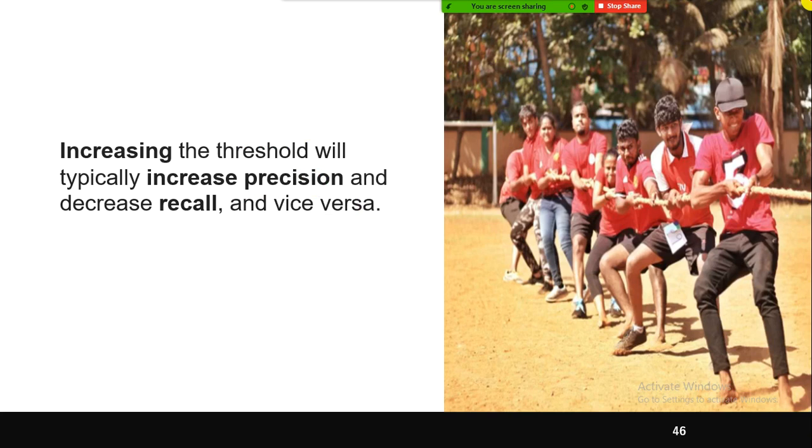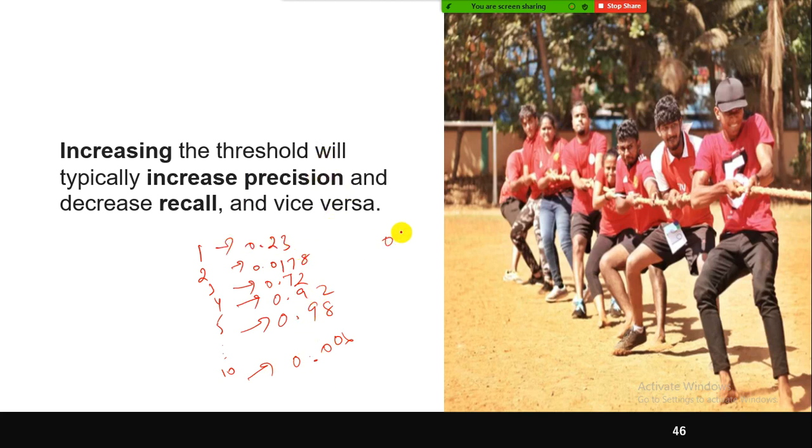Let's say you have only 10 values that need to be predicted, for customer 1, customer 2, customer 3, customer 4, customer 5, up to 10 customers. For this customer, my model predicted the probability 0.23, for this 0.0178, for this person my model predicted 0.72, and for this 0.92. For this customer, my model predicted 0.98. Similarly, for this customer, my model predicted something like 0.006.